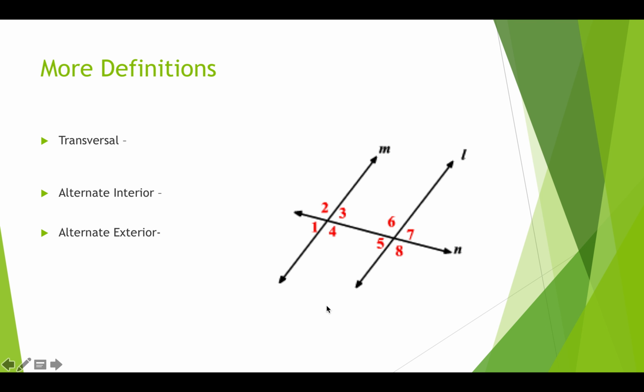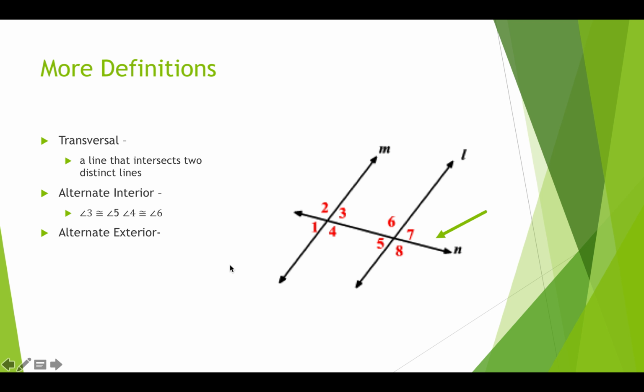A few more. A transversal is a line that intersects two distinct lines, so two parallel lines. So in my example, N here is a transversal, and M and L are my distinct lines.